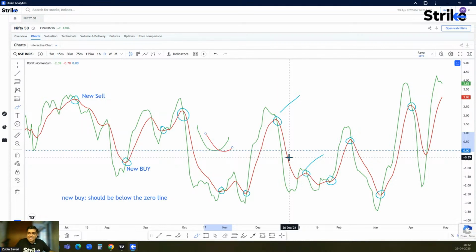The red line is the 9-day average of the RMI line, Biju. This red line is the 9 period average of the RMI line. Okay.